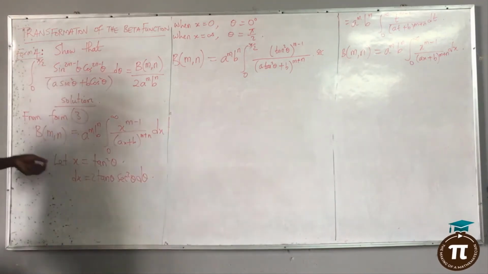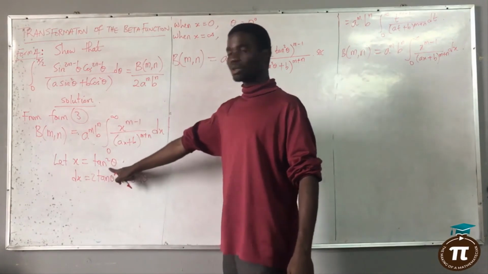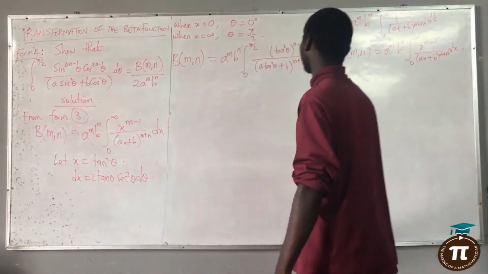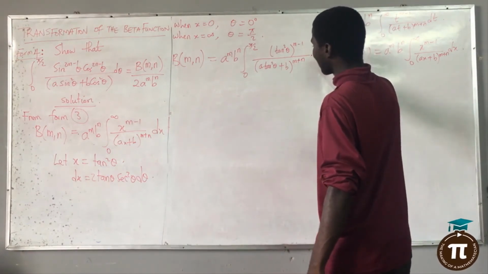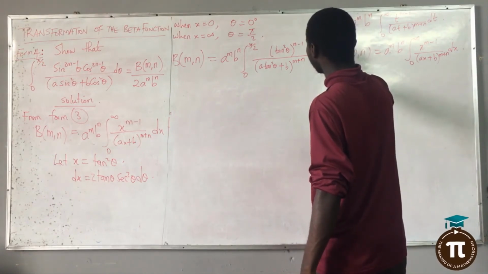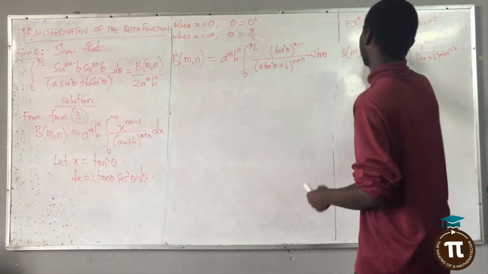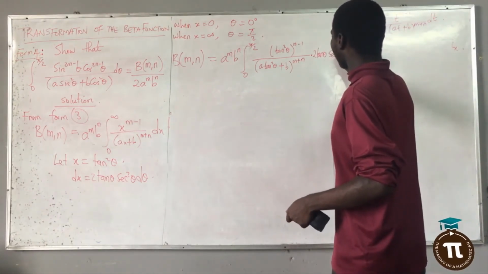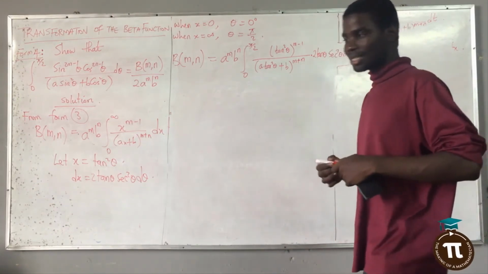So it is only when you have tan x that the derivative will be sec squared x. So I have tan squared theta, so the derivative will be 2 tan theta sec squared theta. So this one will be multiplied by 2 tan theta sec squared theta d theta.